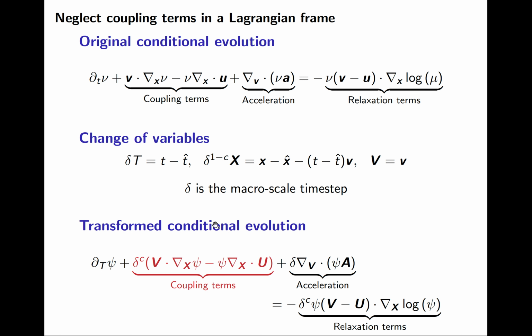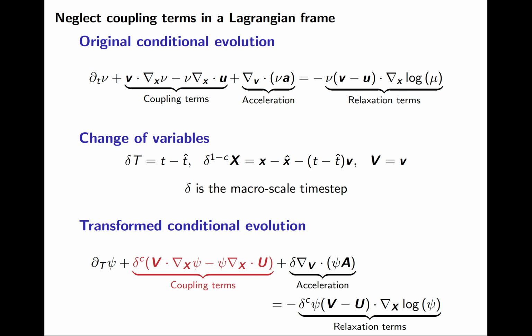So importantly, what we've done is taken this small parameter delta. We've defined a change of variables over a small time window that has moved us from an Eulerian frame to a Lagrangian frame. And when we apply this change of variables to this term here, the new conditional evolution equation for the density specifically at the point x hat turns into this equation here. So now, again, we have the exact same set of terms, the relaxation term, the acceleration term, and the coupling term. But now what we can do is neglect the coupling terms over this small time window t hat to t hat plus delta.